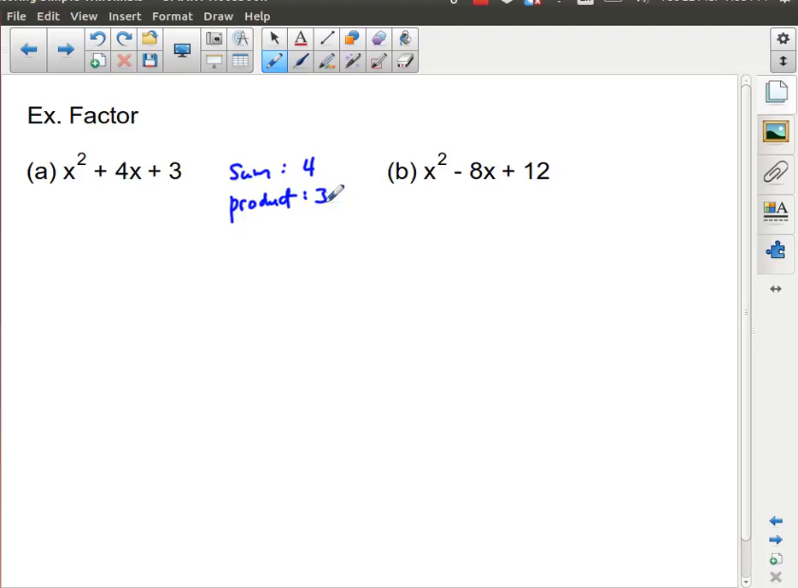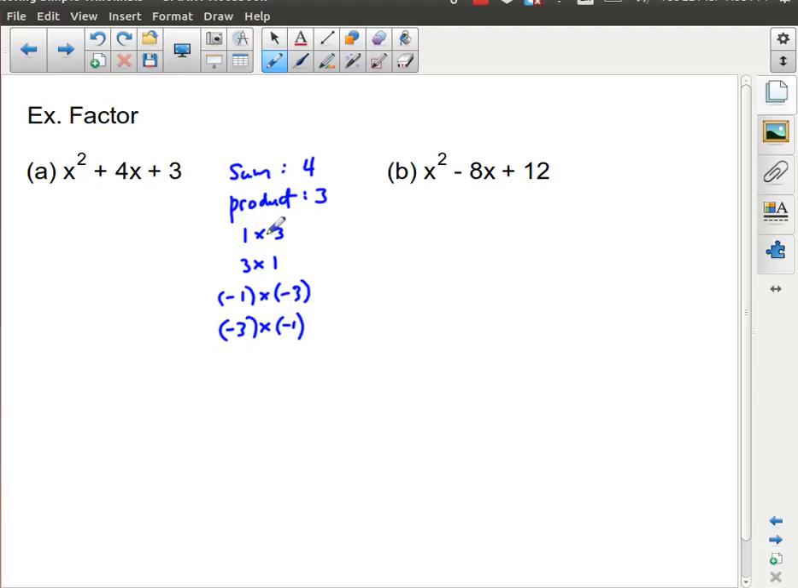So how do we get a product of 3? Take a look at the number 3. Well, what can I do? This one's pretty simple. It's going to be 1 times 3, or 3 times 1, or negative 1 times negative 3, or negative 3 times negative 1. Those are the only ways that I can multiply integers. It's always going to be integers. That's the only way I can multiply these integers together to get a product of 3.